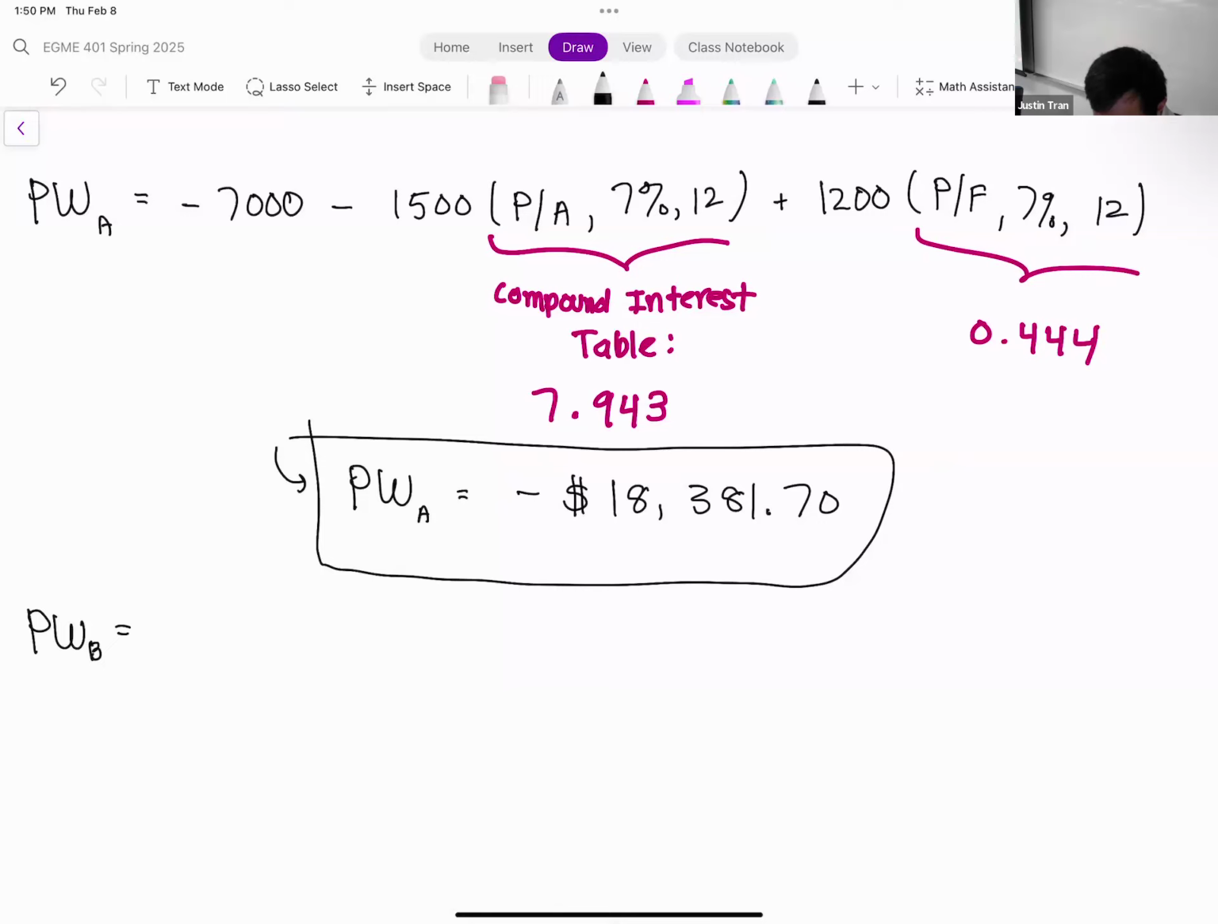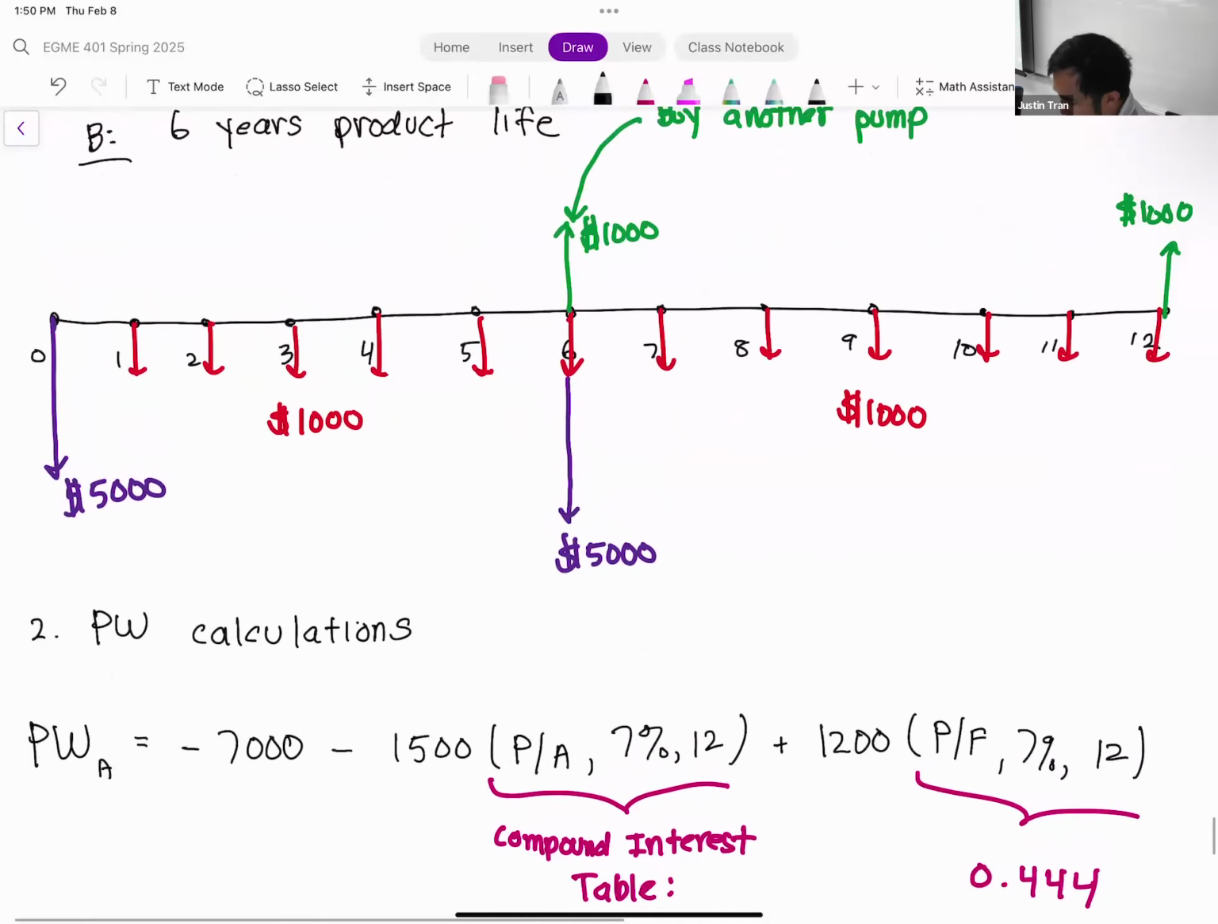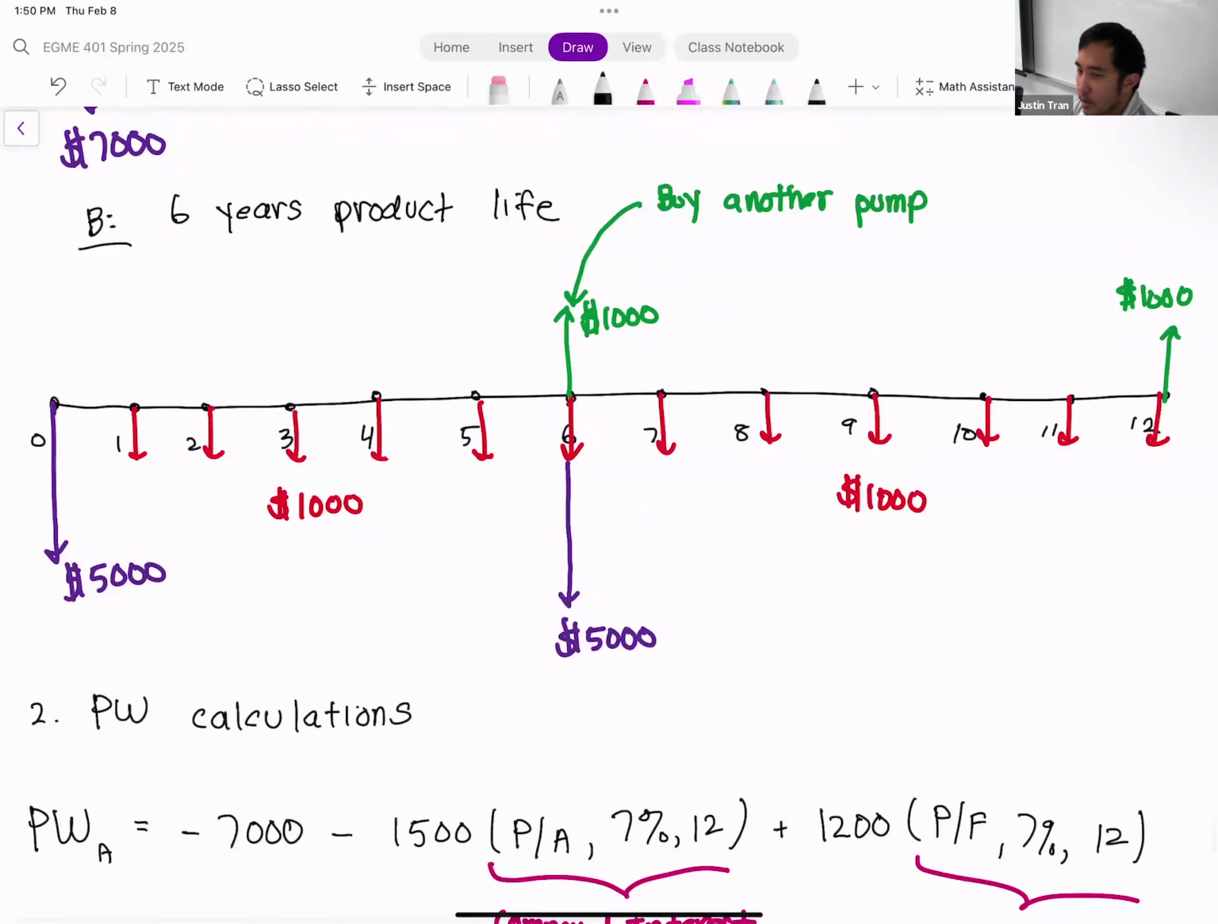All right, so let's do the same thing for B. We're going to write out our present worth expression. First thing we have is our initial cost, so we have a minus $5,000. That is already a present sum, so we don't need to convert that. Next, we have our maintenance. Even though we had to buy another pump, because there was no gap in between them, our maintenance here is pretty much uniform all throughout. So we have our uniform maintenance cost of $1,000 for the entire 12 years. This is P over A, 7%.